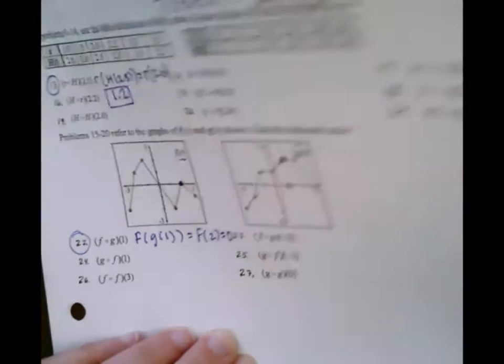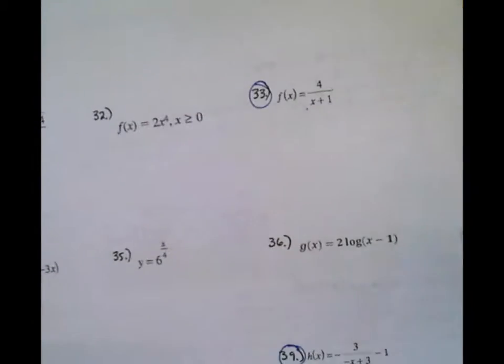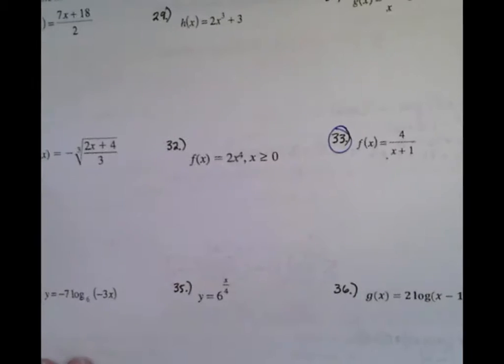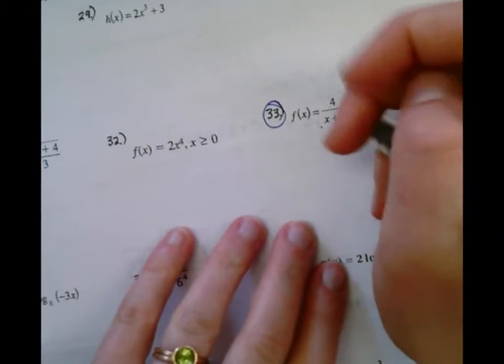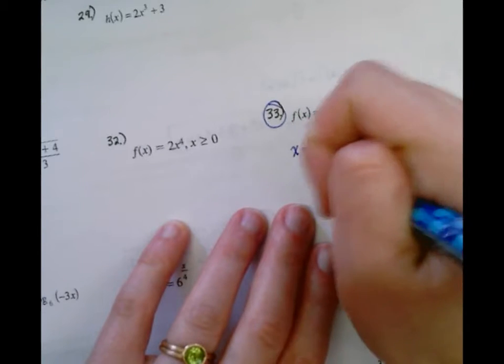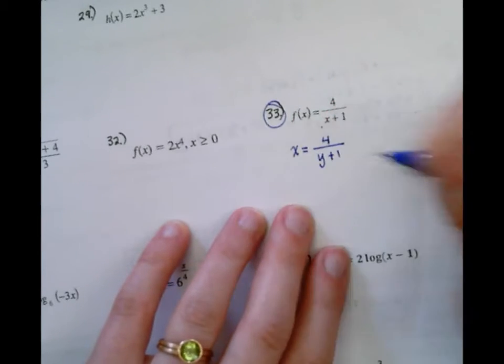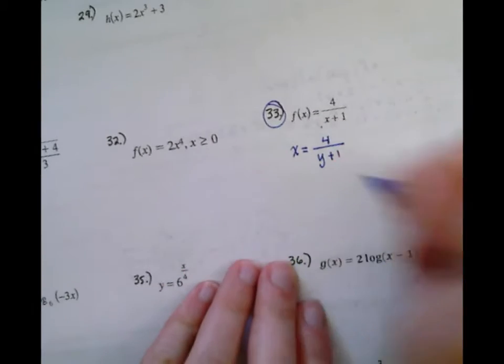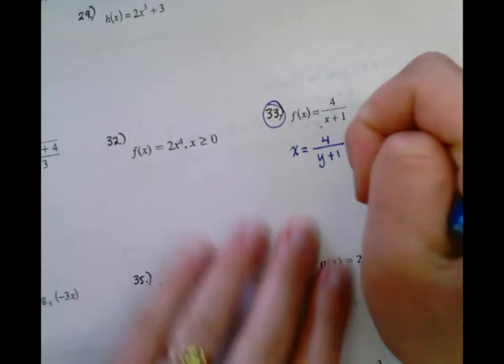Okay, so let's move on to the next page. The next page is finding inverses algebraically. So I'm going to start with number 33. To start, I'm going to switch the x and the y value. So I'll get x is equal to 4 over y plus 1. My first step is going to be to multiply both sides by the y plus 1 to move it up.